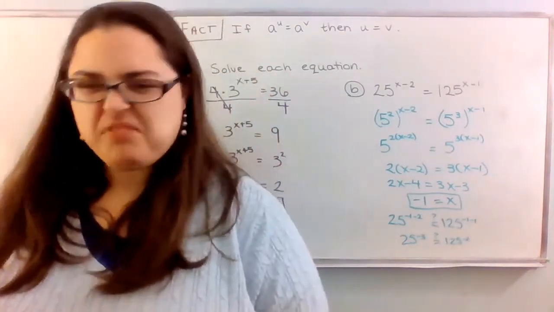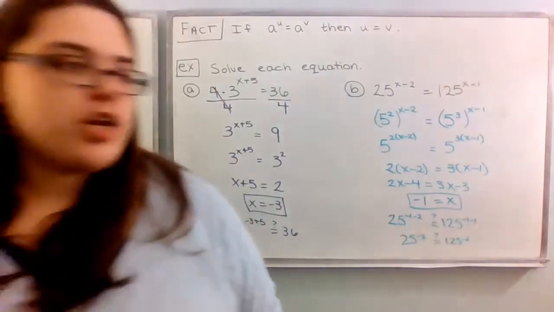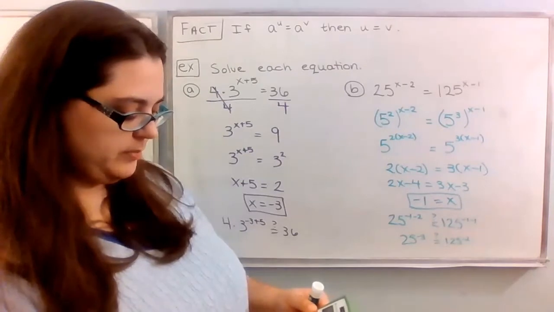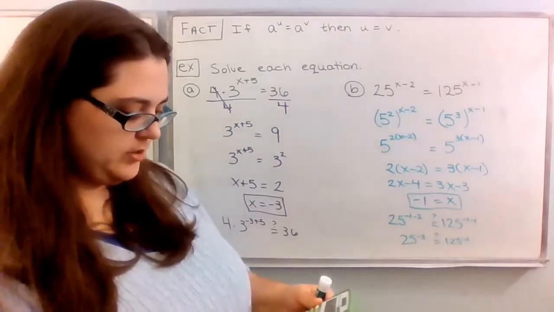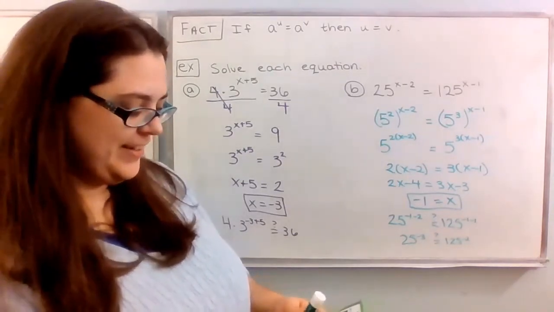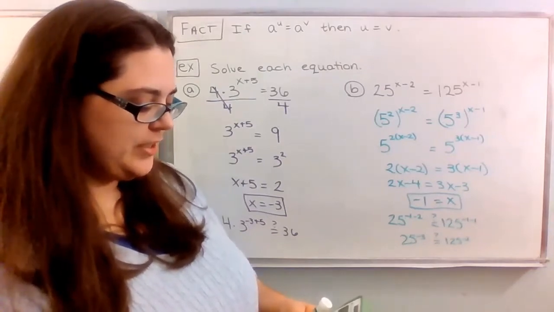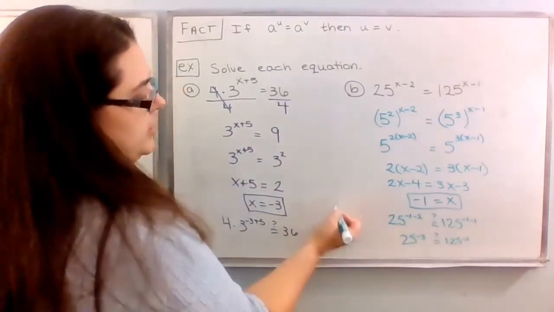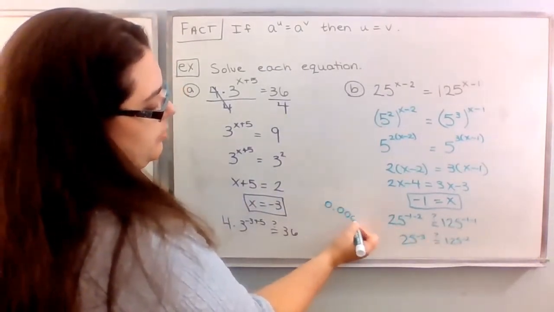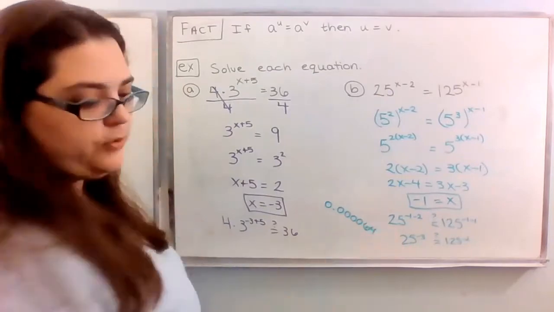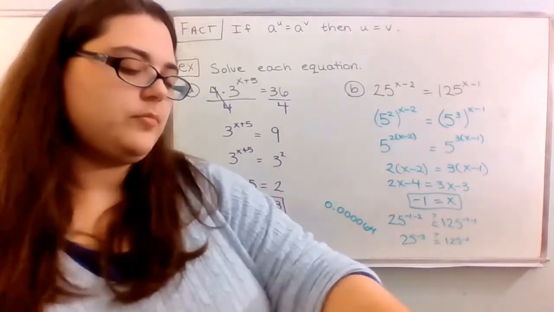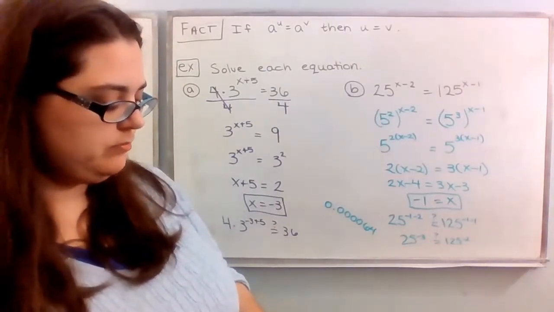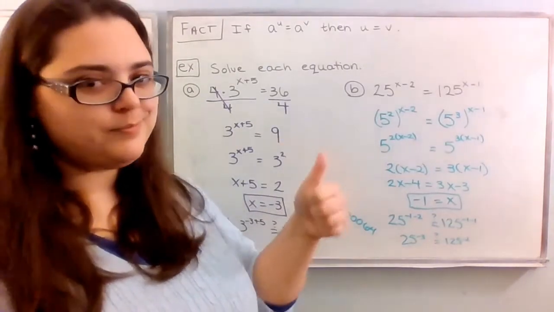And then for this one, I'm going to throw that on a calculator to check. So 25, oh my goodness, my calculator is wigging out. All right, 25 to the negative 3 is going to give me 0.000064. And if I do 125 to the negative 2, it gives me the same thing. So we are good to go.